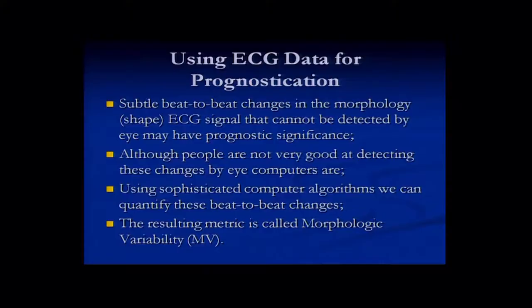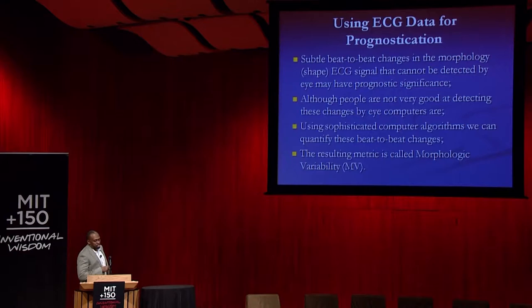So in using ECG data for prognostication, and some of this work is in collaboration with Zeeshan Saeed, who's a professor at Michigan, and John Gutag here at CSAIL and myself, subtle beat-to-beat changes in the morphology, that's the shape of the ECG signal over time, that can't be detected by eye because they are so subtle, may have prognostic significance. Although people are not good at detecting these changes, computers are. By using sophisticated computer algorithms, we can quantify these beat-to-beat changes in morphology and assess their prognostic value. One of these measures that quantifies them in a very sophisticated way is called morphologic variability.